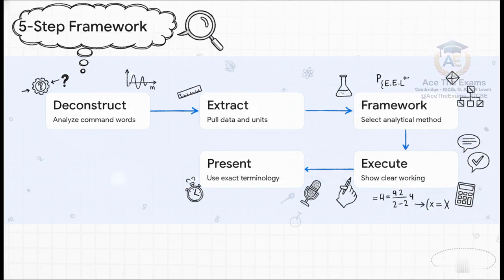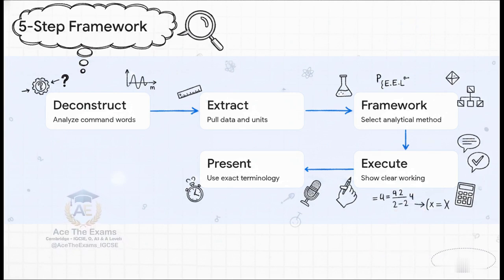Step 1. Deconstruct the question. What exactly is the command word? Are they asking you to state, to calculate, or to evaluate? Step 2. Extract the data. Pull the raw numbers and units out of the dense texts and tables. Note down things like a nanometer to meter conversion immediately. Step 3. Select your analytical framework. Are you using the PEEL paragraph structure we just talked about, or does this require a specific algebraic manipulation?